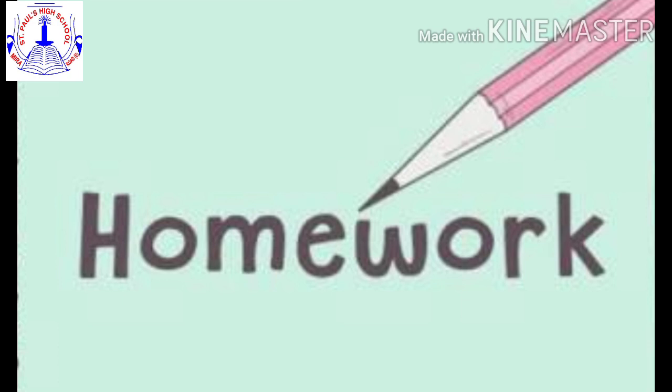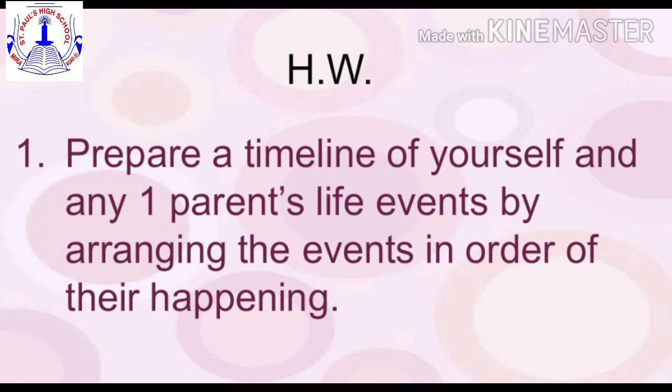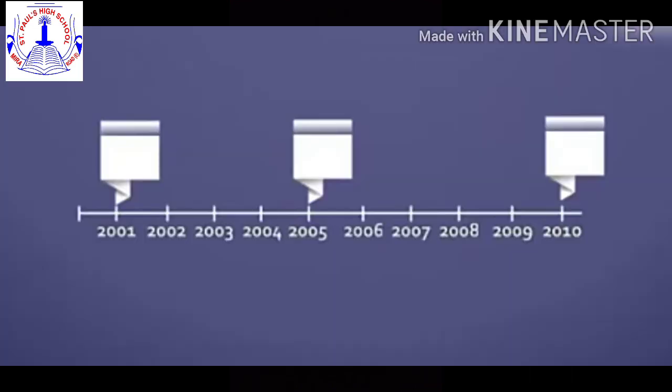Now, there is a homework for you. So, the first homework is prepare a timeline of yourself and any one parent's life events by arranging the events in order of their happening or in a serial order. Children, we have already studied the timeline in the lesson. I will give you an example of how to do it. On the timeline, the events are arranged according to their happenings or the dates.